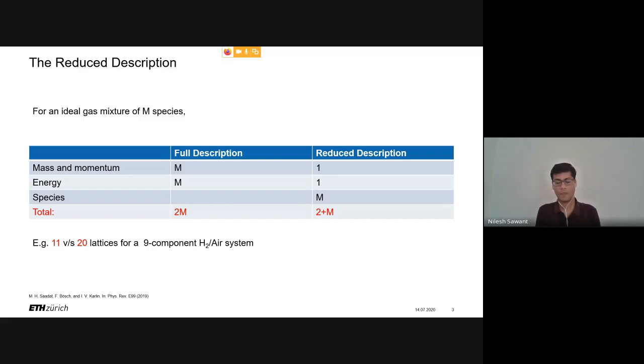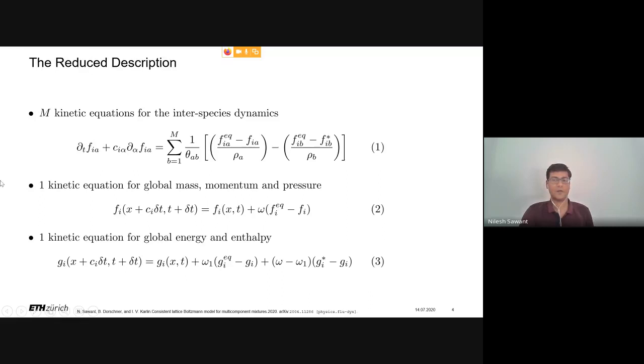If we consider a practical problem like a hydrogen-air system, that would have a minimum of 9 components, and the full description would need 20 lattices, but in our reduced description we have only 11 lattices. So this is a lot of saving in terms of memory. Going on to the kinetic equations, equation one is the set of M kinetic equations for Stefan-Maxwell diffusion.